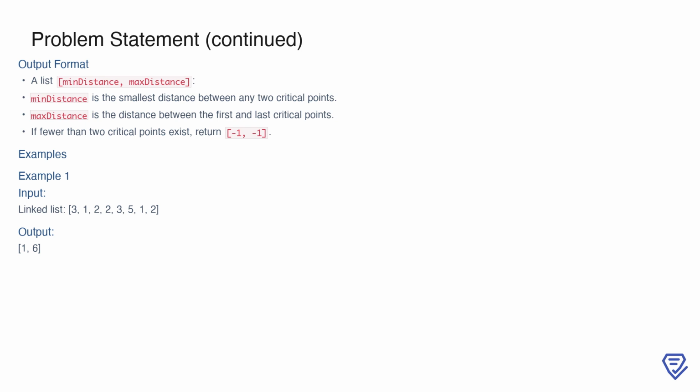For example, consider the linked list 3, 1, 2, 2, 3, 5, 1, 2. In this case, there are multiple critical points, and the output would be 1, 6. This means the minimum distance between any two critical points is 1, and the maximum distance between the first and last critical points is 6.